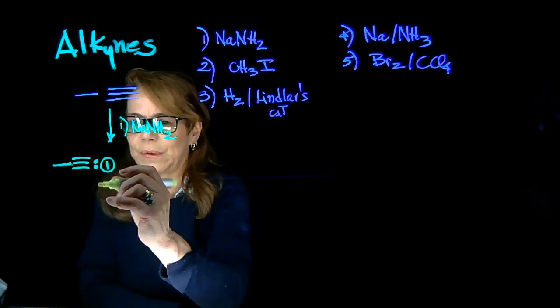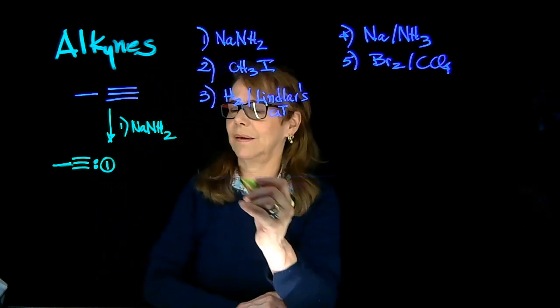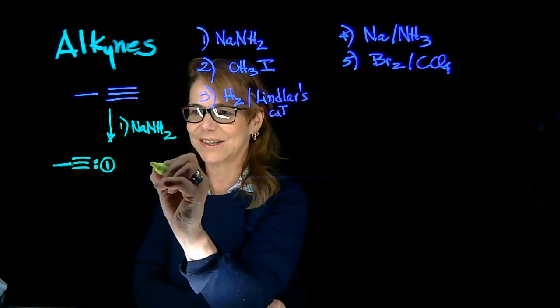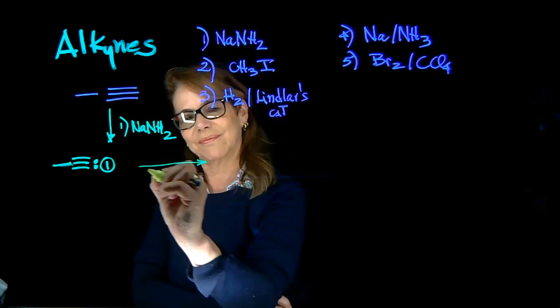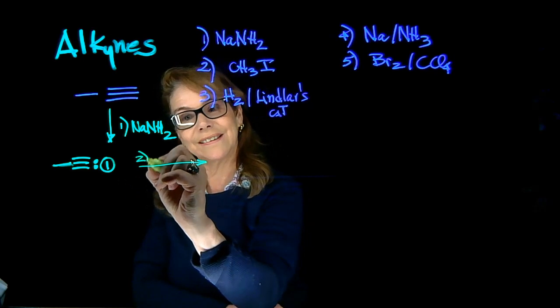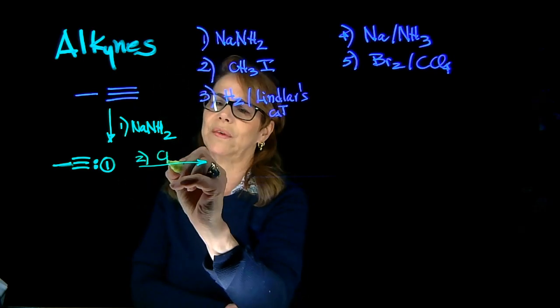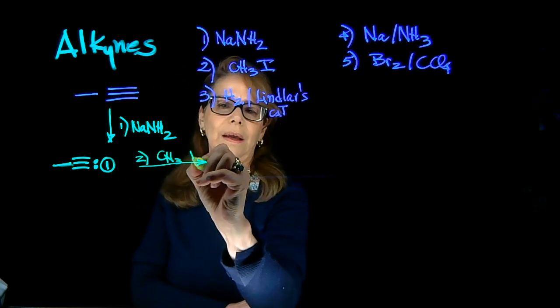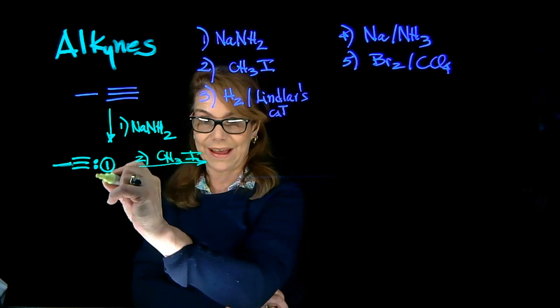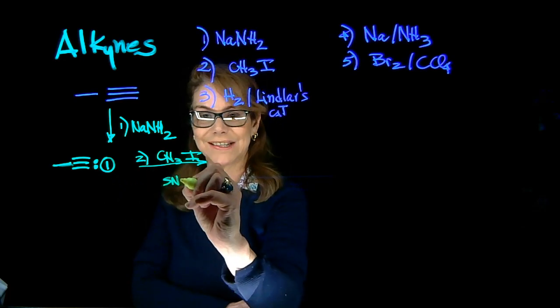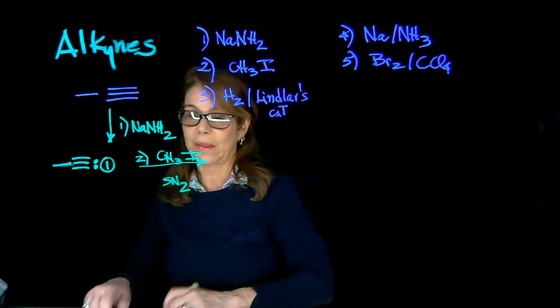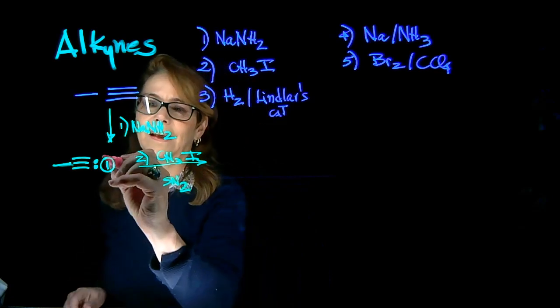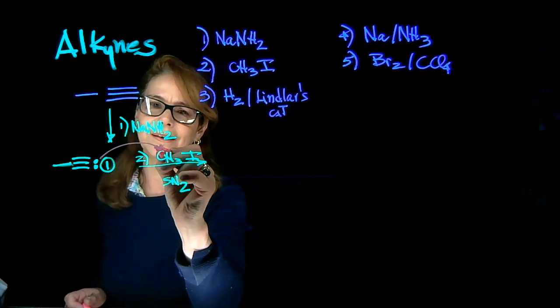The second step here is, I'm trying to make the best use of my board. So second step is a methylation. We use a methyl iodide, and that is what we have seen before. That alkylation is an SN2 reaction, and what you're doing then is the SN2 attack over here.